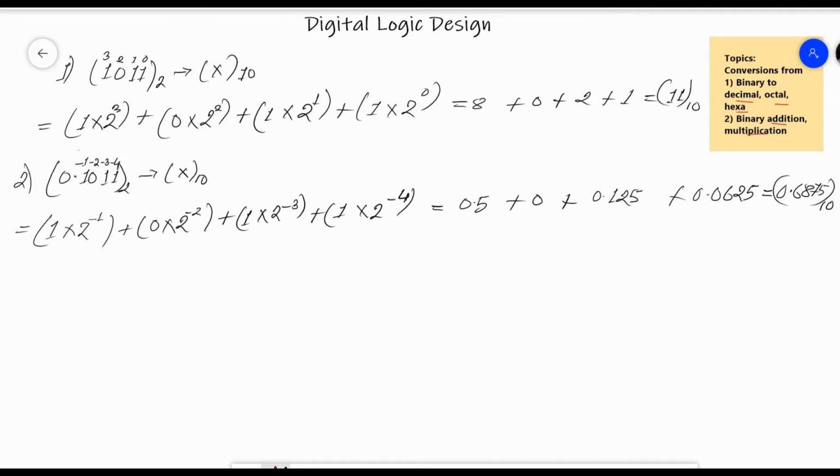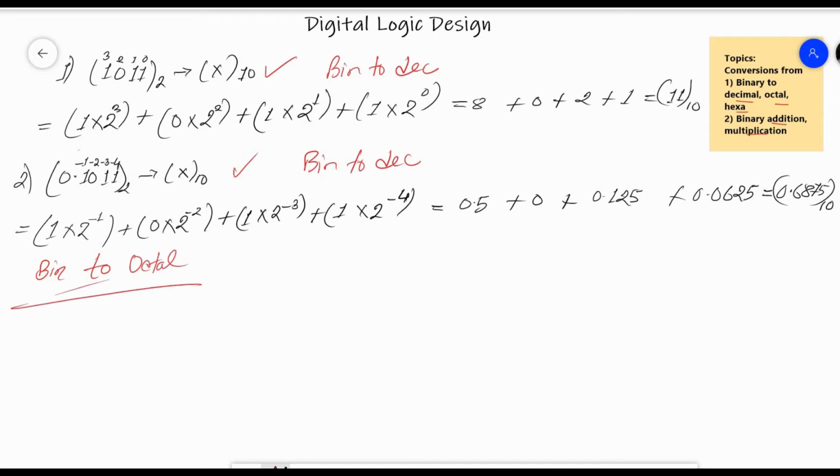So these two, number 1 and 2, we did for binary to decimal systems. This one is also the same, binary to decimal. Now the next ones, we will do binary to octal. So let us take the third example.